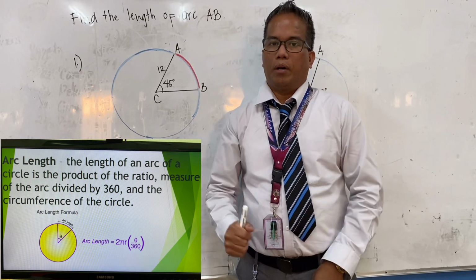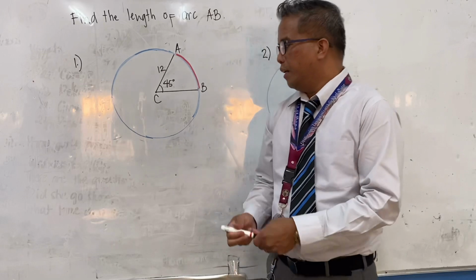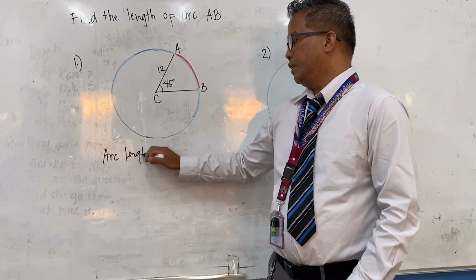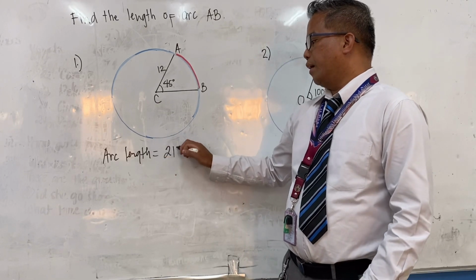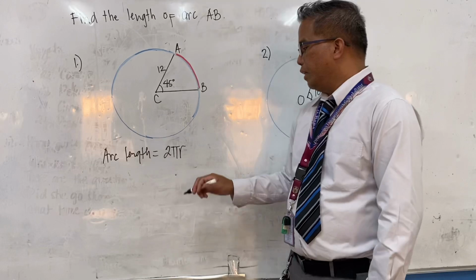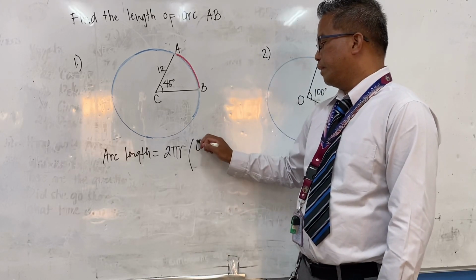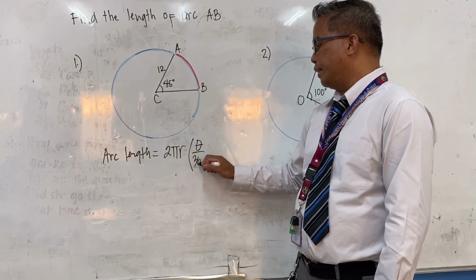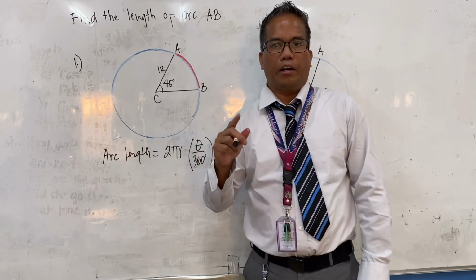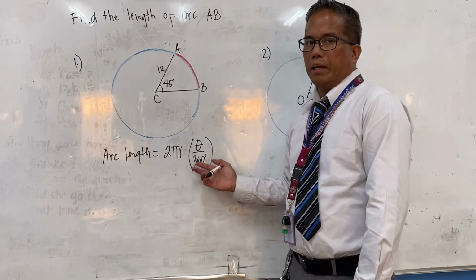The formula that we are going to use here: arc length is equal to 2 pi r, which is the circumference of the circle, times theta over 360 degrees. Theta is the degree of an arc of a circle divided by 360.